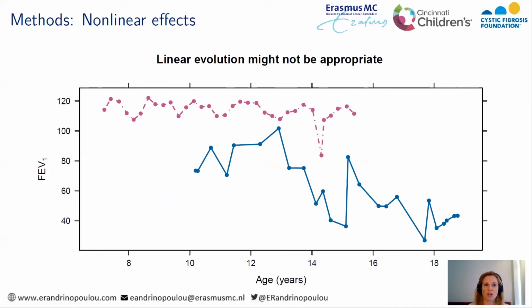So here we present the profiles of two patients. We have one patient represented with a dashed purple line, which has a more constant evolution over time, and we have the patient with a solid blue line. This patient does not have a constant evolution over time. We see a steep decrease, and then again some stable measurements at the end. And therefore, a linear structure might not be appropriate for all the patients in the cystic fibrosis dataset.